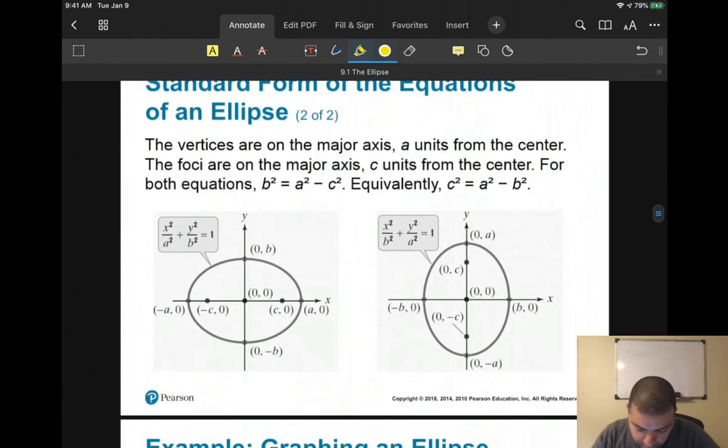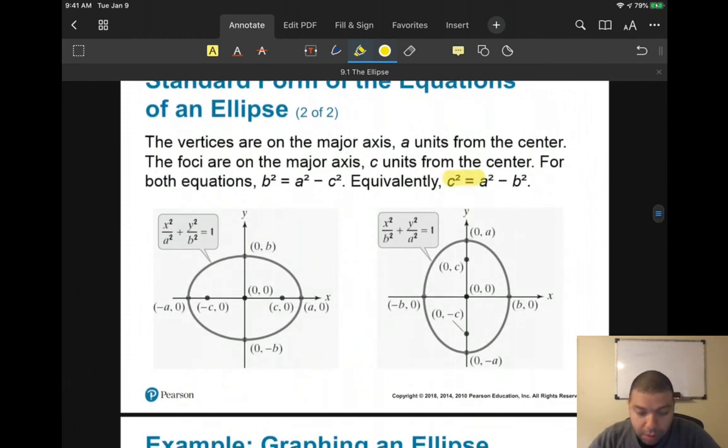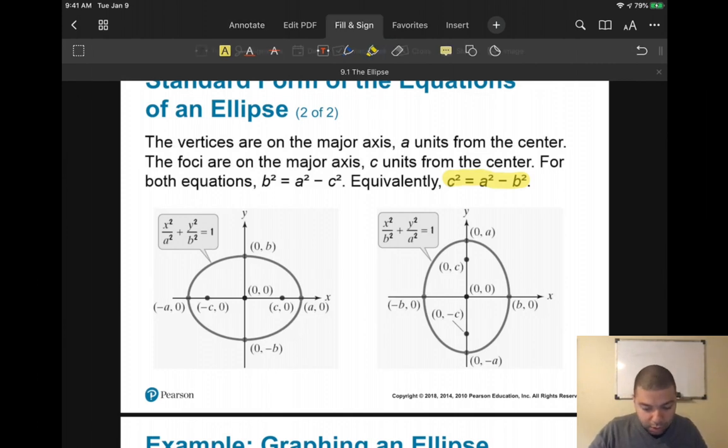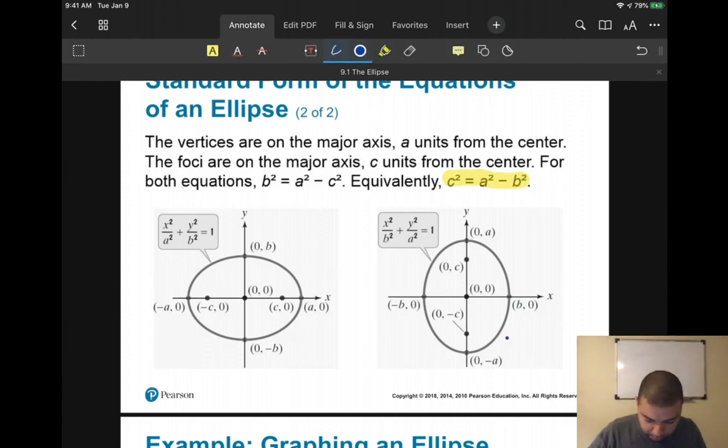And to find C, we use this formula here. C squared equals A squared minus B squared. So meaning you just subtract the two denominators, the bigger minus the smallest, take the square root, and that's your focus, the coordinates of your focus. Okay, so let's keep going then.